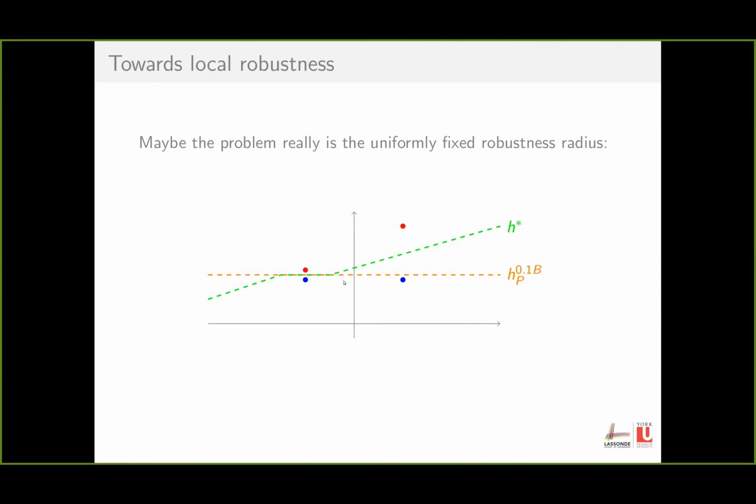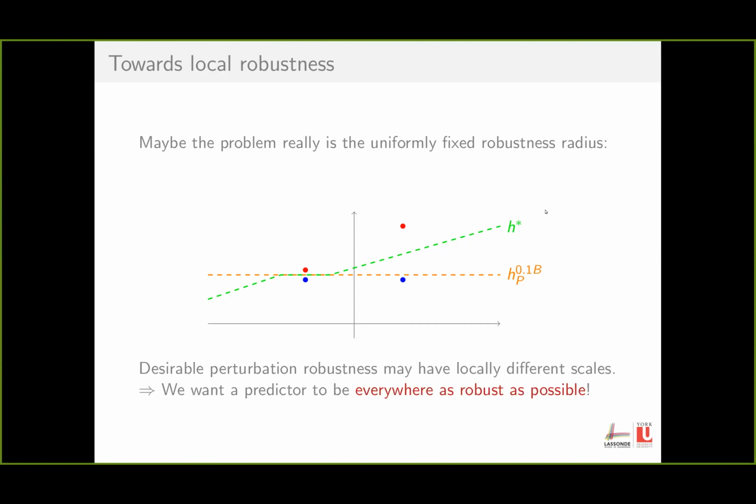Really, what we would like to see is that the trained classifier is everywhere in the space as robust as it can be. So if there are areas of the space where the robustness can actually be much larger, then wouldn't we want a trained classifier to behave like this? This led us to aim to formalize this notion of a localized robustness requirement.